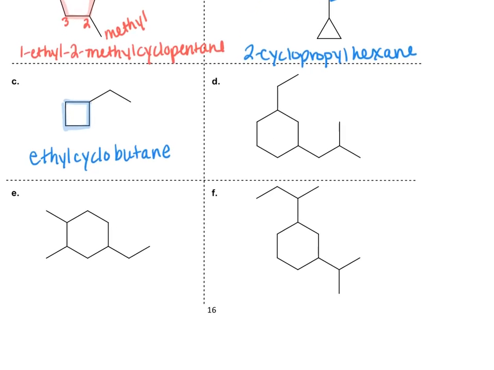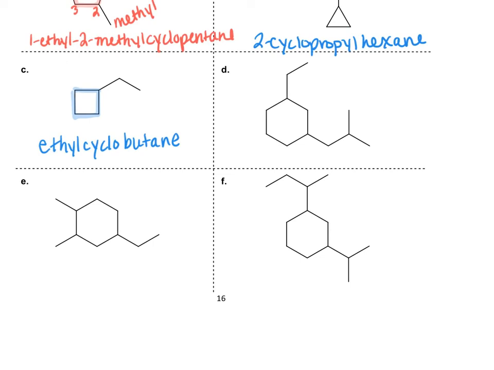Letter D puts everything together. So we've got branched groups and 2 things on the ring. Our parent chain is going to be cyclohexane. The group up top is ethyl. The group below has 2 names. You can either call it isobutyl, or you could call it 2-methylpropyl.